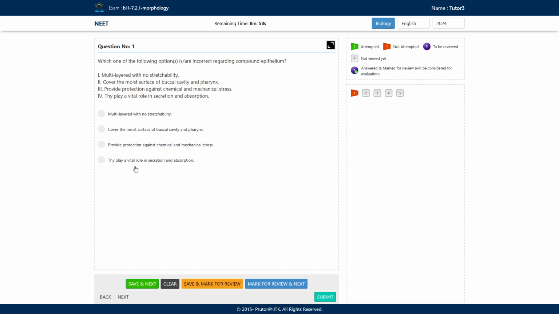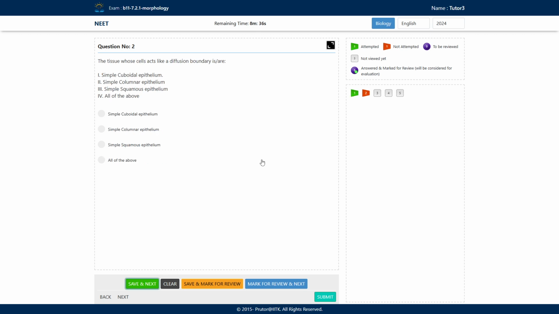Okay, so what is incorrect? They play a vital role in secretion and absorption. Compound epithelium is not involved in the process of secretion or absorption, right? Very important question. They are not playing any role in secretion and absorption. So we will save this and move to our next question.